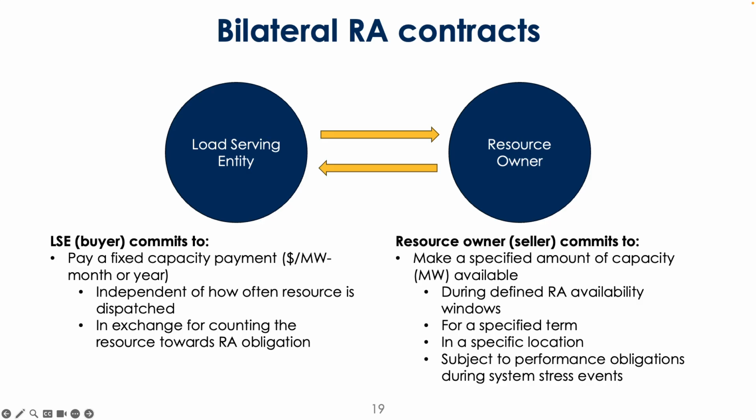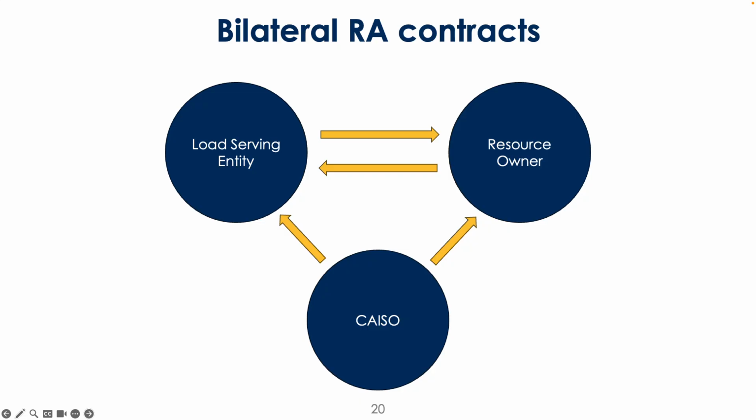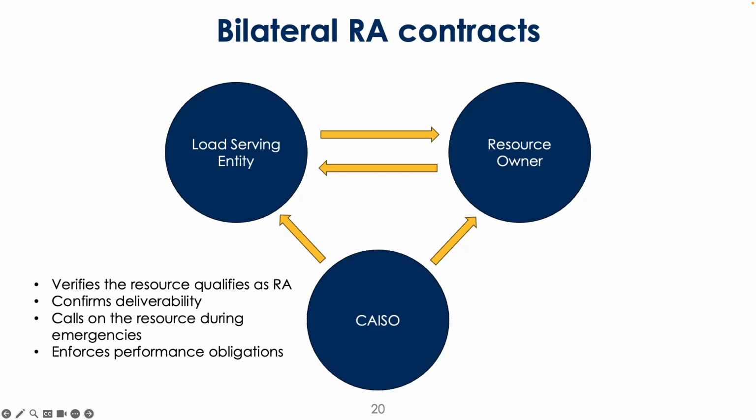So I guess what I'd say is, we think of this as purely a bilateral contract, but you might argue that there's a third party involved, right? CAISO is the one who will actually verify that a particular resource qualifies. They're going to confirm its deliverability, or its ability to deliver the service. They're the ones who may actually call on a particular resource during emergencies, right? And they're the ones who enforce the performance obligations.